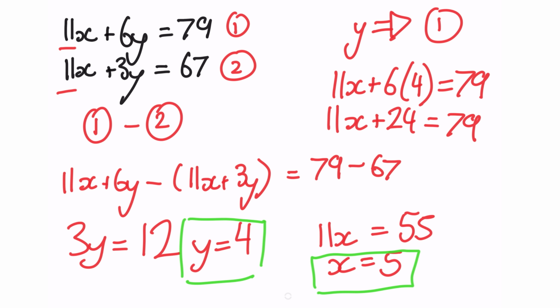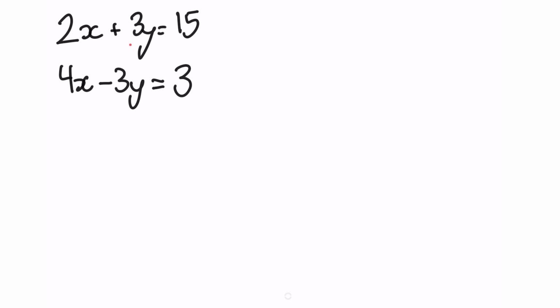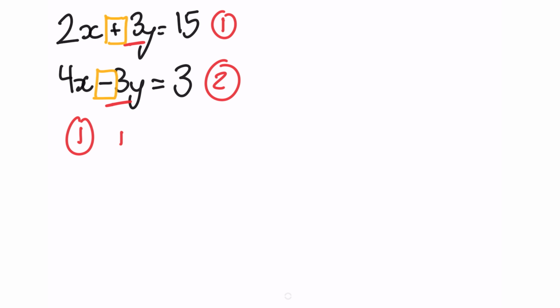Let's look at another one. For this next case, you can see that we have 2x and 4x and 3y and 3y. This time we're going to be looking at the y's as they have the same coefficients. The difference between this question and the last question, however, is that we have a plus and a minus, whereas previously we had two pluses. So instead of subtracting the second equation from the first, I'm actually going to add these two equations together, because the goal is to cancel each other out.